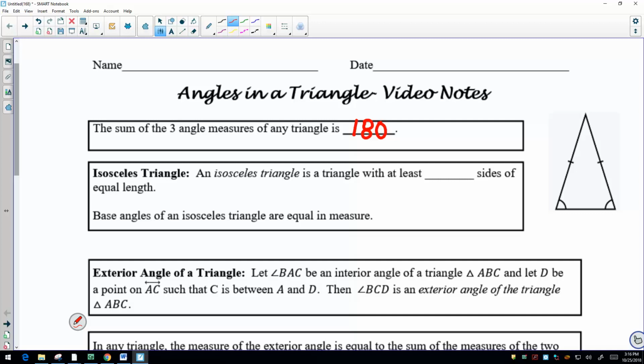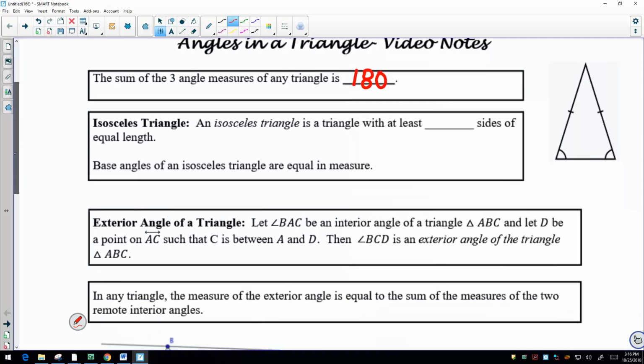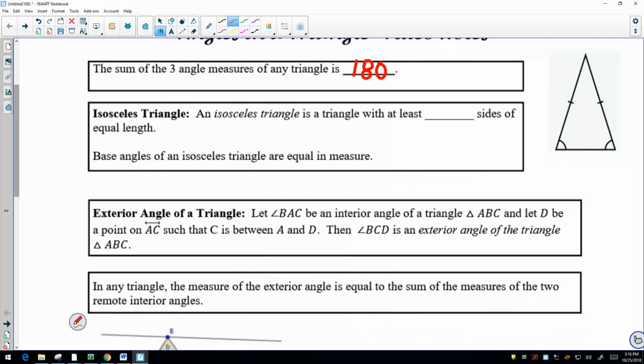An isosceles triangle. So an isosceles triangle is a triangle with at least two sides of equal length. So the picture on the right that's showing us an isosceles triangle, these two lines on the picture are showing us that those two sides are equal in length. And then another property we get is that the base angles are also equal in measure. So these two angles here, these are called your base angles.